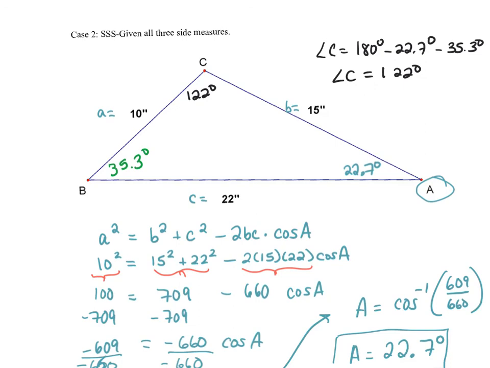So law of cosines is a really nice formula, a really nice way to solve these triangles. Again, the key thing is just to remember when you're doing law of sines and cosines to know what information you're given and then which set of formulas to use to solve it. If you have any questions on the law of cosines, please let me know.